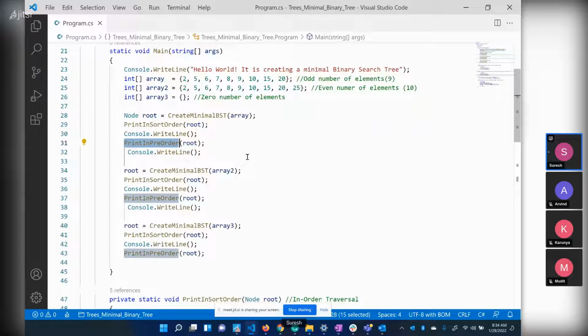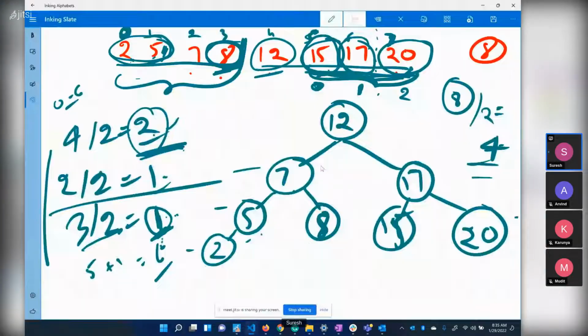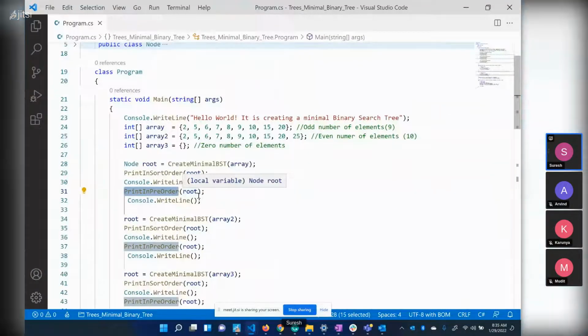What is pre-order? Root will be the first thing, then left, then right: root, left, right, exactly. It will print the root, then the left, and then the right. That way we can make sure whether we got the 12 initially or not. So 12 has to print first. For this particular input: 12, and then 7, and then 5, 2, 8, 17, 15, 20. That is printing in pre-order.